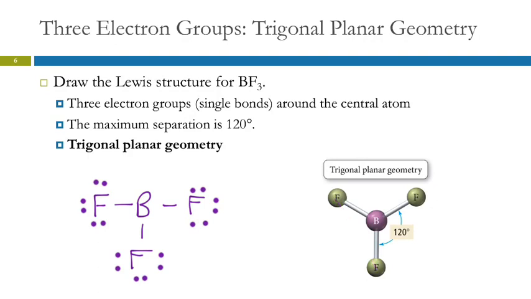maybe I should use the fat one for this. What shape is that? A triangle. Now we're back in kindergarten, right? That's a triangle. So the maximum separation is 120 degrees. This is called a trigonal planar geometry because this triangle is flat. Okay? It's a plane, like a sheet of paper, it's flat.